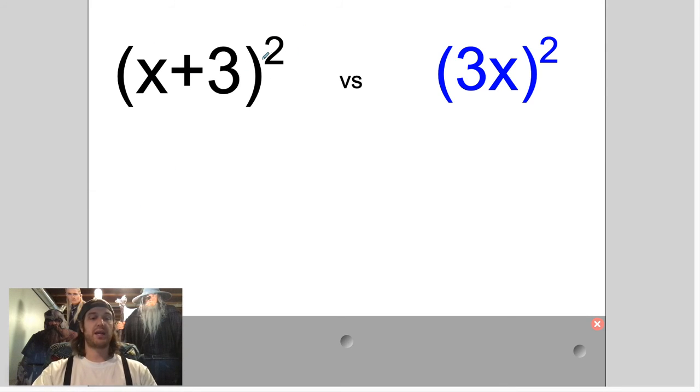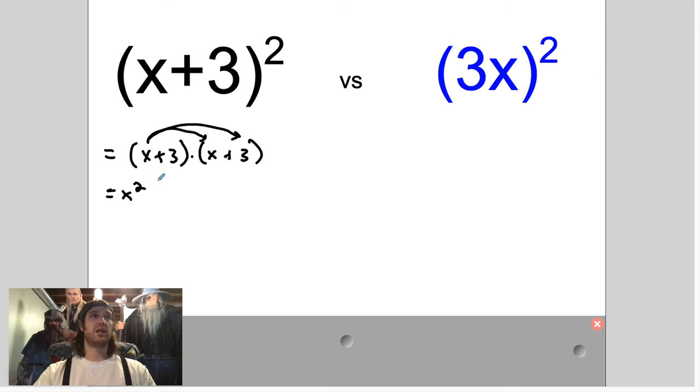What does an exponent mean? It means that thing times itself, right? Squared means times itself. So x plus 3 squared really means x plus 3 times itself. There should be 2 of them in the product. So when you multiply these out, you end up doing x times x is x squared.